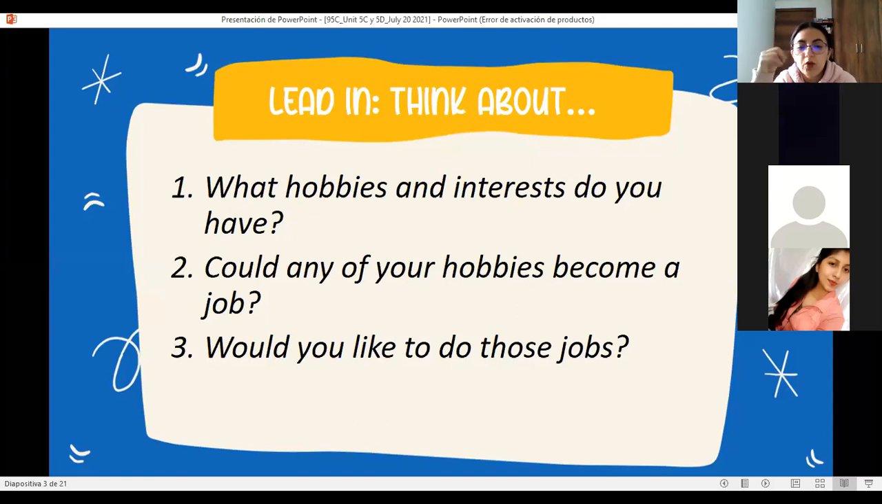Question number 2. Could any of these hobbies you have become a job? Maybe? Could any of your hobbies become a job? And number 3 goes directly with number 2. Would you like to do this kind of jobs? If so, would you like to do this kind of jobs? Okay, guys, so we have 3 different questions right here. Think about your hobbies, and I'm going to ask some of you to help me answering question number 1. Okay? So we're going to start with question number 1.